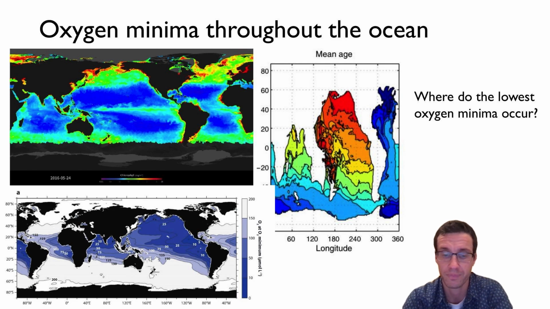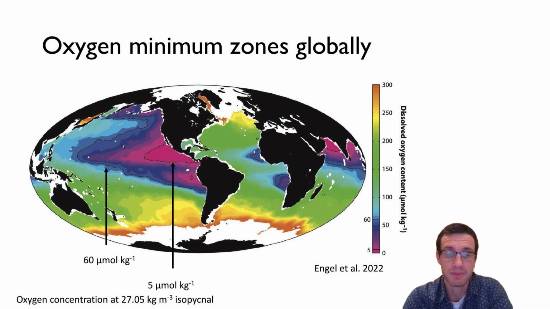The biggest oxygen minimum zones, this is a map showing the dissolved oxygen content at a given isopycnal. This is 27.05. It's sort of like the densest waters that are still seasonally exposed in the ocean. The lines on here, those black contour lines, we've got one at 60 micromoles per kilogram, one at 5 micromoles per kilogram. So these show that the biggest oxygen minimum zones in the world are in this eastern tropical Pacific.